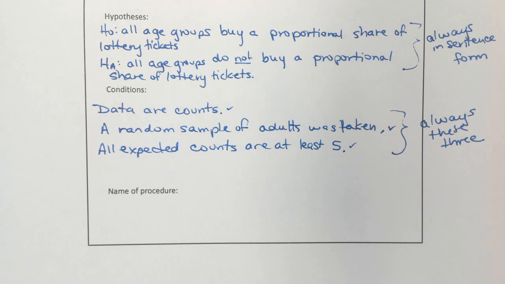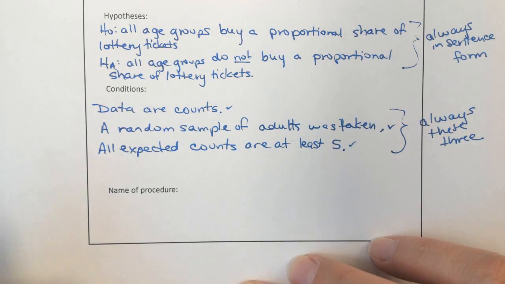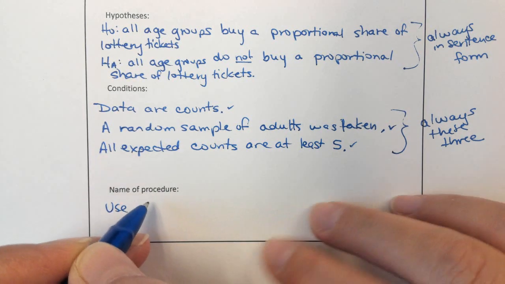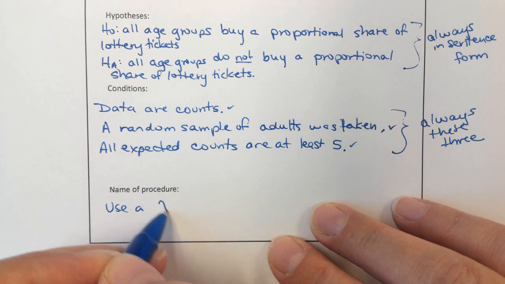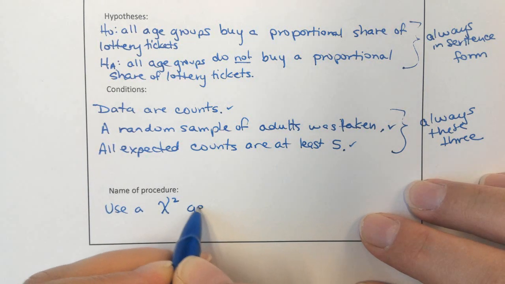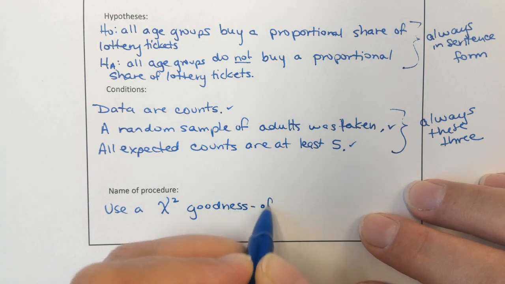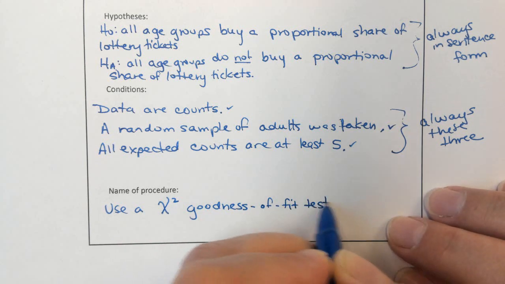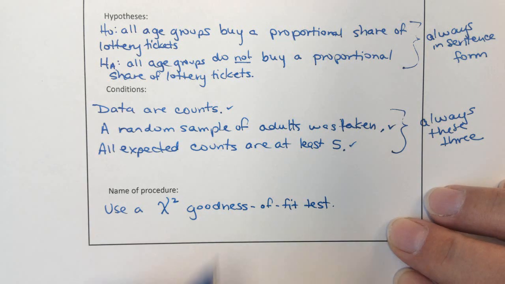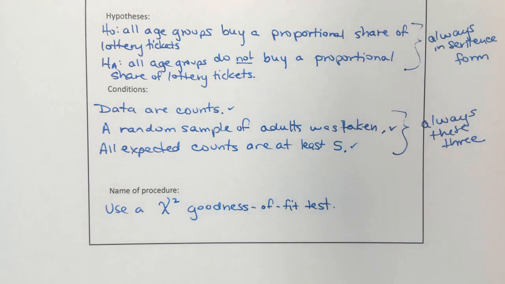Okay, so the name of the procedure, the last piece of these first two steps of a hypothesis test, the same as always, is the name of the test, which is a chi-square goodness of fit test. You can use the symbol, or you can write the word chi-squared. Use a chi-square goodness of fit test. How good does your observations fit what you expected it to be? That's where the name comes from.